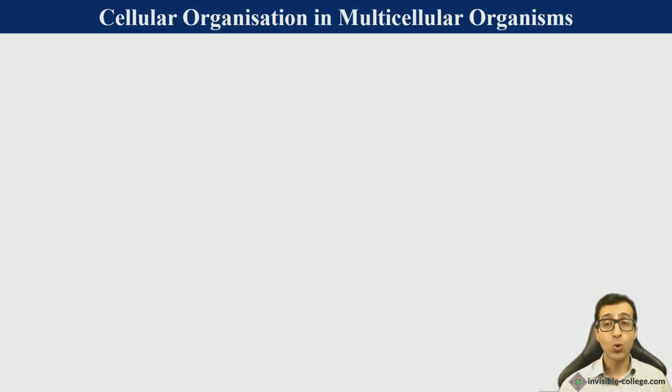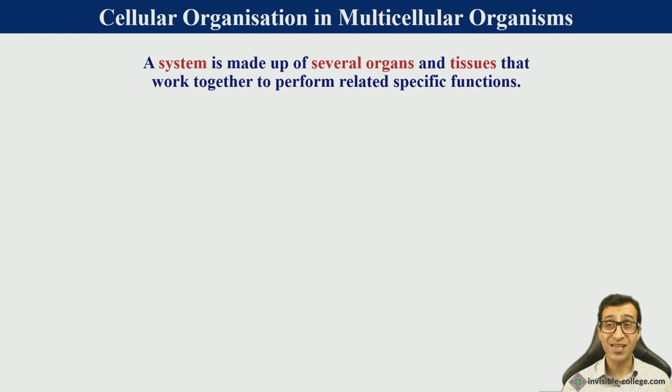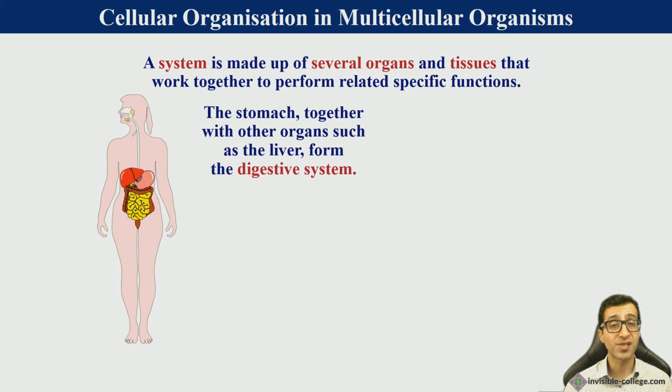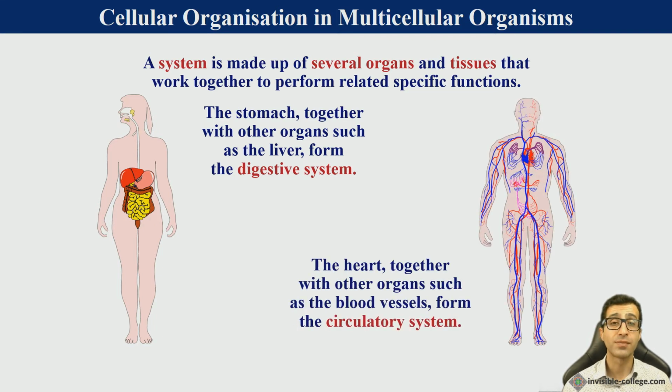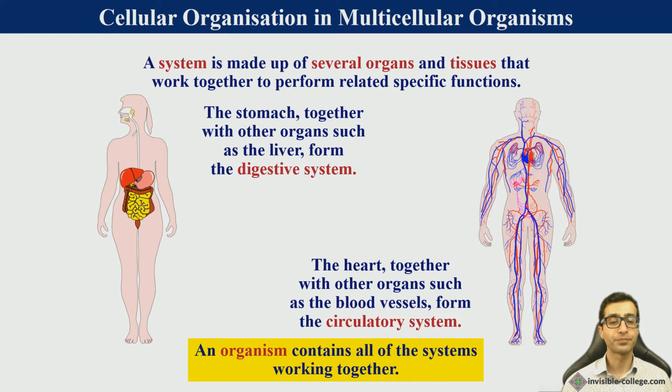So, a system or organ system is made up of several organs and tissues that work together within that multicellular organism to perform a specific set of functions which are not performed by other organs or other tissues. So, for example, the stomach, together with other organs such as the liver and the small intestine, form what we refer to as the digestive system, whereas the heart, together with other organs and tissues such as blood vessels, form the circulatory system. So an organism, such as ourselves, contains all of these organ systems working together.